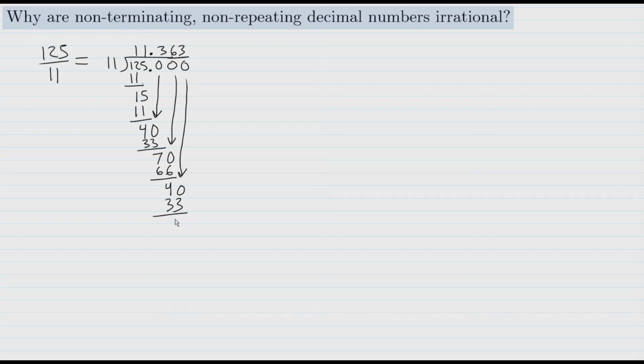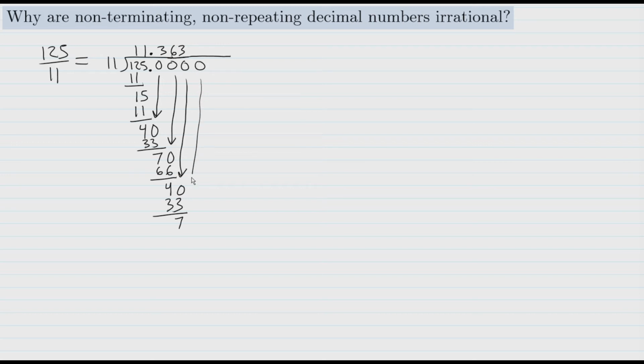40 minus 33 is 7. Notice we are just repeating this all over again. And if we continue to do this, we're going to get the same steps over and over and over again, which is why we end up with a repeating decimal up here. So let's just do a little bit more to show you why that happens.